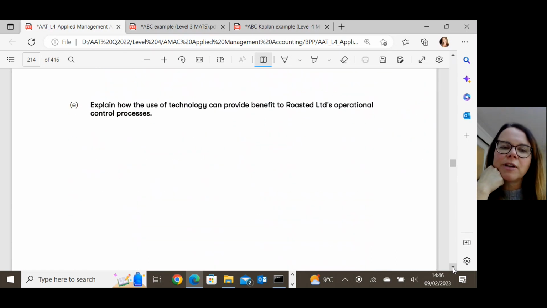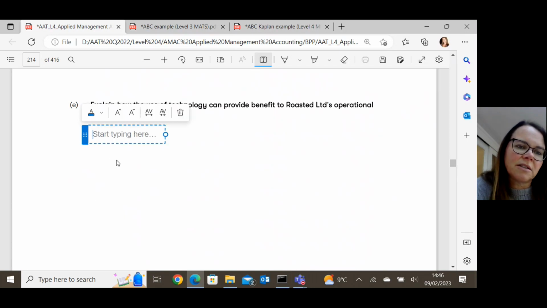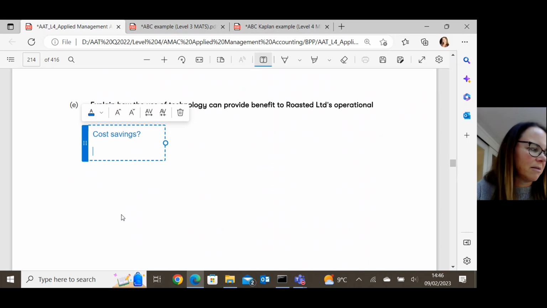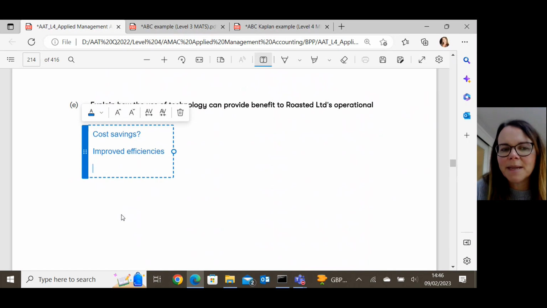And then explain how the use of technology can provide benefit to Roasted Limited's operational control processes. That's not really to do with activity-based costing too much. I mean, technology, maybe there's going to be some cost savings you could talk about, improved efficiencies. So you can start to see this exam, you know, just thinking about running the business.